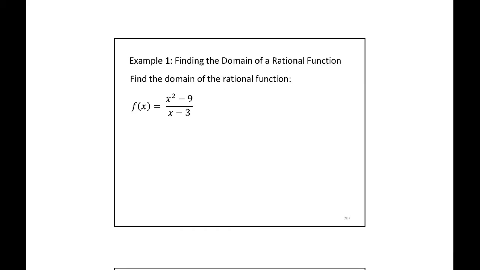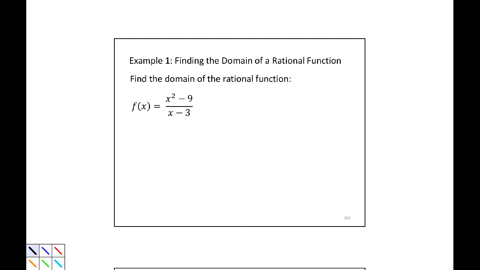As stated in our definition, to find the domain of a rational function, what we care about is where the denominator is 0. Our domain is all real numbers except for the values of x that make our denominator 0. So, in this first example, we have the rational function f of x equals x squared minus 9 divided by x minus 3.